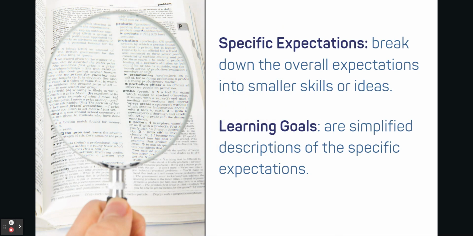As a reminder from the last video, the specific expectations help us to teach the overall expectations. They break down the overall expectations into smaller skills or ideas. Not all of the specific expectations need to be assessed. Learning goals are simplified descriptions of those specific expectations. We try to use these to make it clear to students what they need to do in each outcome. And we're trying to do that with more simplified language that our students will understand.